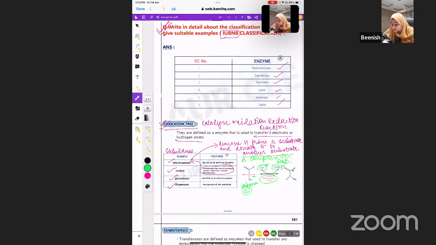Now, apart from NAD, you have other acceptors as well. That is your FAD, which can change into FADH, and NADP. They can also act as hydrogen acceptors. So that was about dehydrogenase.